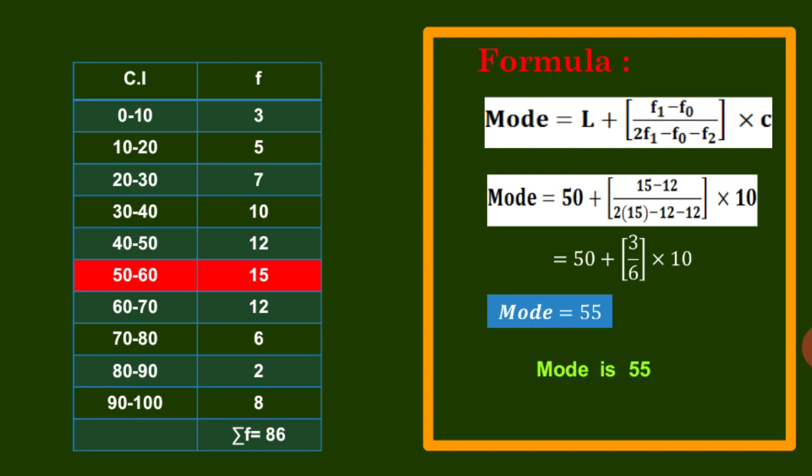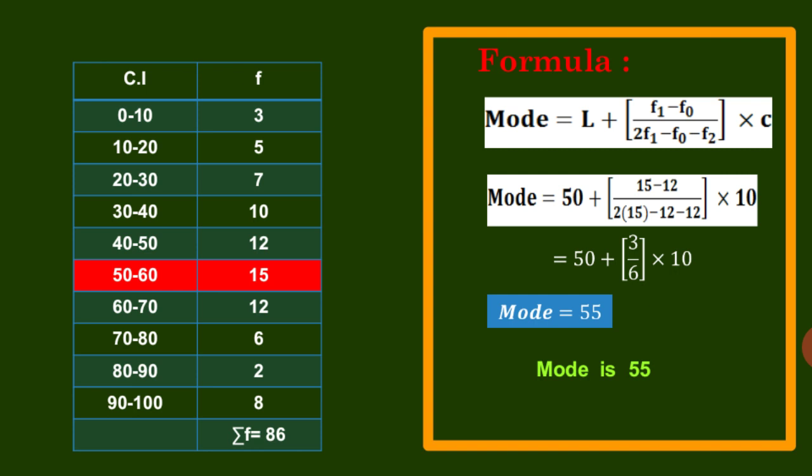And what do you mean by F2? The frequency succeeding the mode class. Here 15 is the mode class frequency, and the next succeeding value is 12 from the frequency table. So we have all the values. Our L value is 50 and C value is 10. Then F1 value is 15, F0 value is 12 and F2 value is 12.